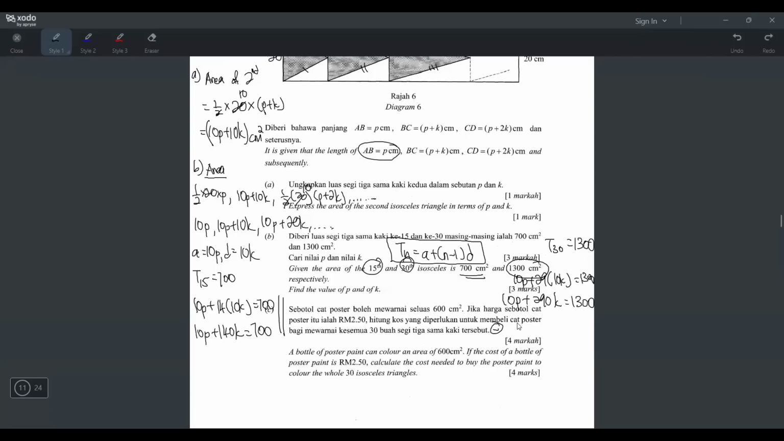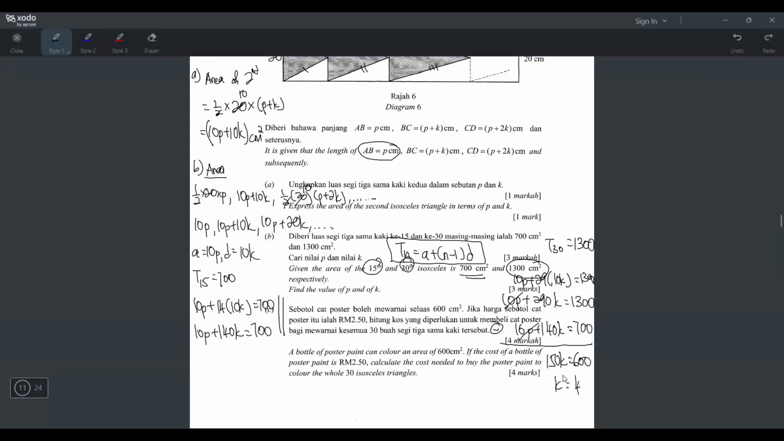So it becomes 10P plus 140K equals 700. And then I just straight away take this equation minus this equation, because I want to eliminate P. So 10P minus 10P is zero. 290 minus 140, you will get 150K. And then 1300 minus 700 is 600. And then K equals 4. Right, so K equals 4.